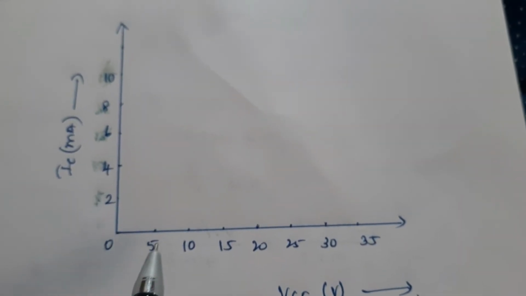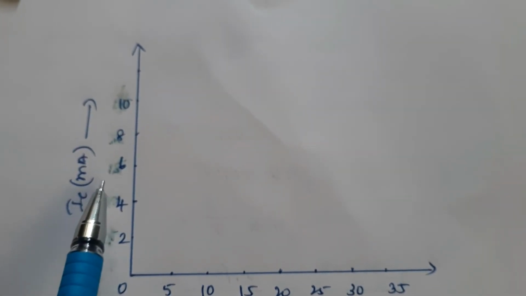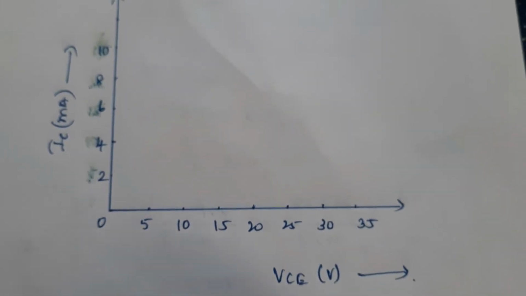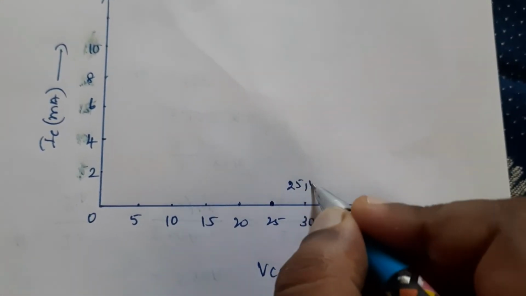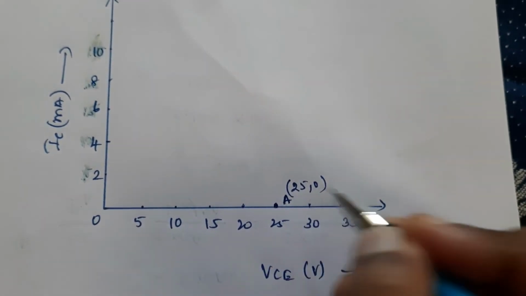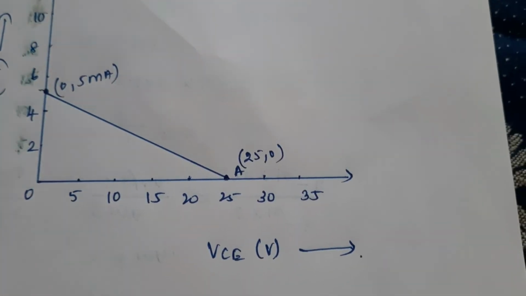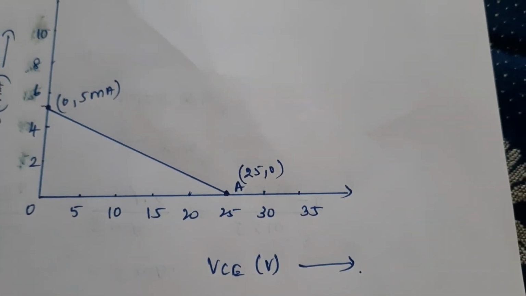Now we have drawn a graph by taking VCE along the x-axis and IC along the y-axis. Now I am going to mark the points A and B. A is 25 comma 0, so this point is 25 comma 0, and I am going to mark it as A. And B is 0, 5 milliampere, so here you will get it. Now we can draw a line here. This line we call the DC load line.